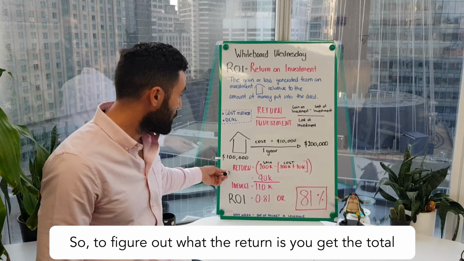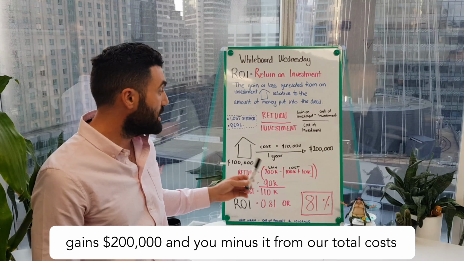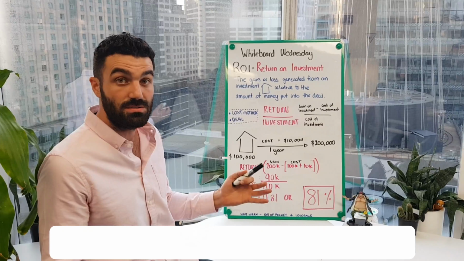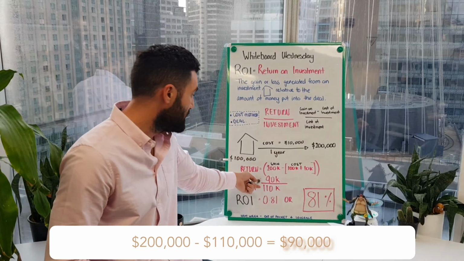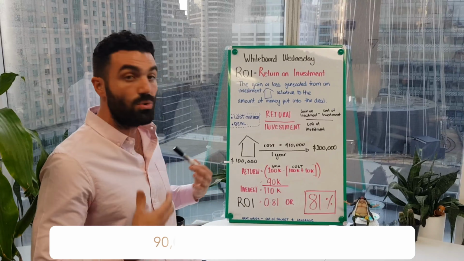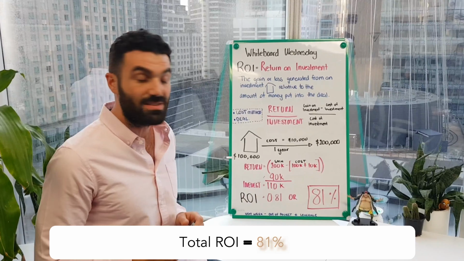So figure out what the return is. You get the total gain, 200,000, and you minus it from our total cost. That's 100 plus the 10, it's $110,000. 110 minus, or 200,000 minus 110 is $19,000. Divide that by the total cost amount, you've got a total ROI of 0.81 or 81%.